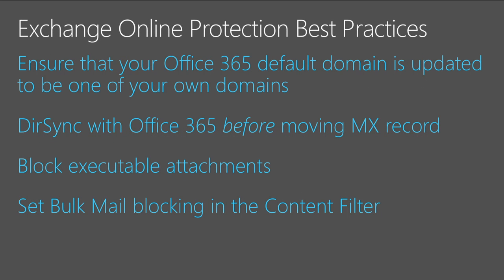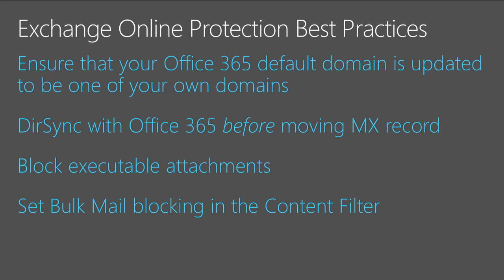And then for Exchange Online, everybody using Exchange Online is automatically using Exchange Online Protection. There are some best practices, therefore, things like making sure that your default domain is updated to be one of your own domains. Seems like a no-brainer, but there's a lot of customers that forget to do that. Always do the dir sync with Office 365 before moving your MX record. Obviously, if you move it first, you'll break everything.